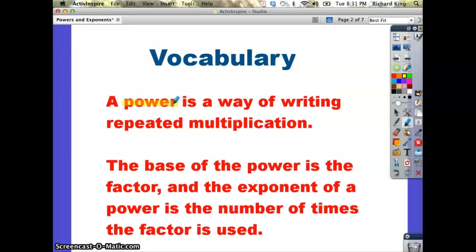The base, which is your second vocabulary term, of the power is the factor. And the exponent, your third vocabulary term, of a power is the number of times the factor is used. If you need to, pause the video now to get these vocabulary terms written down.